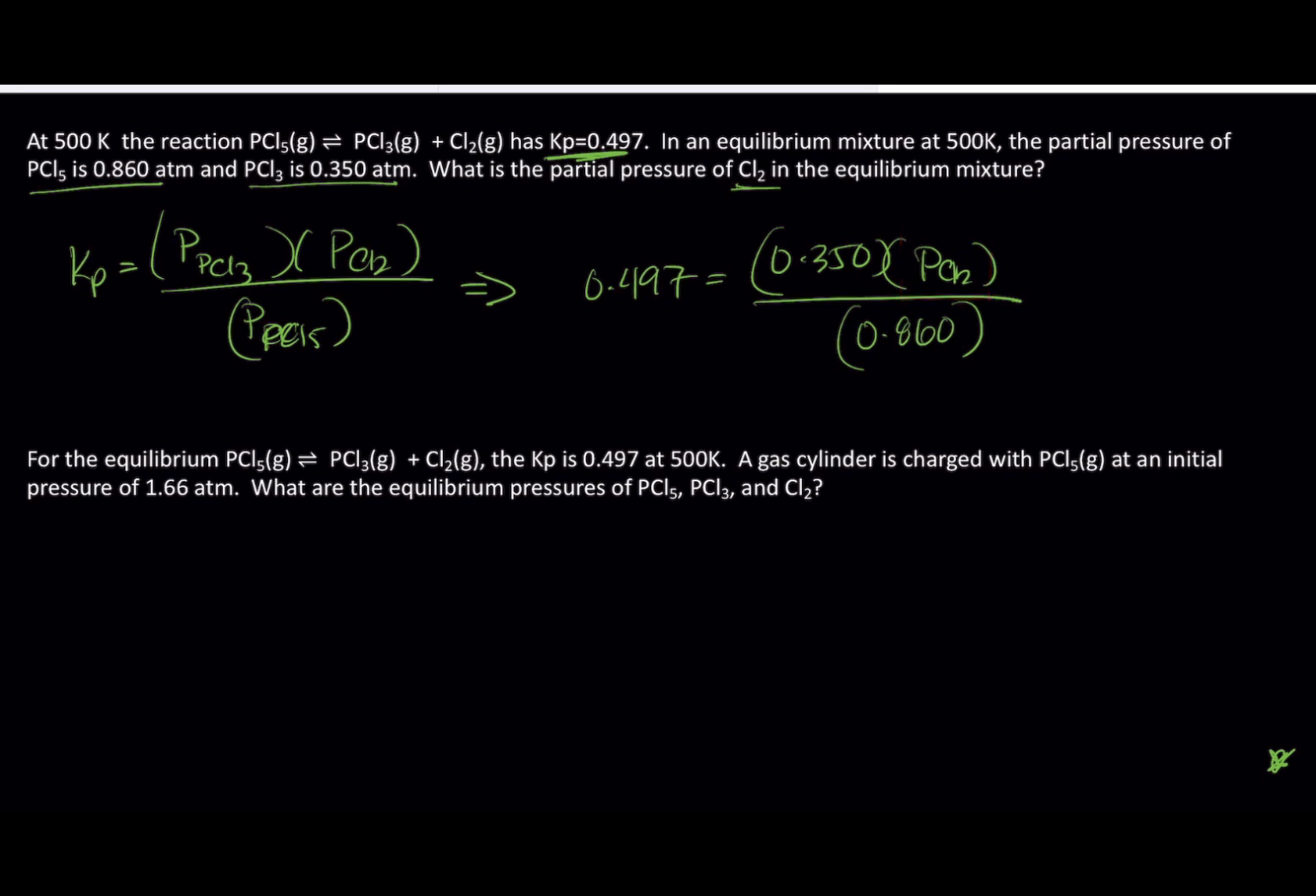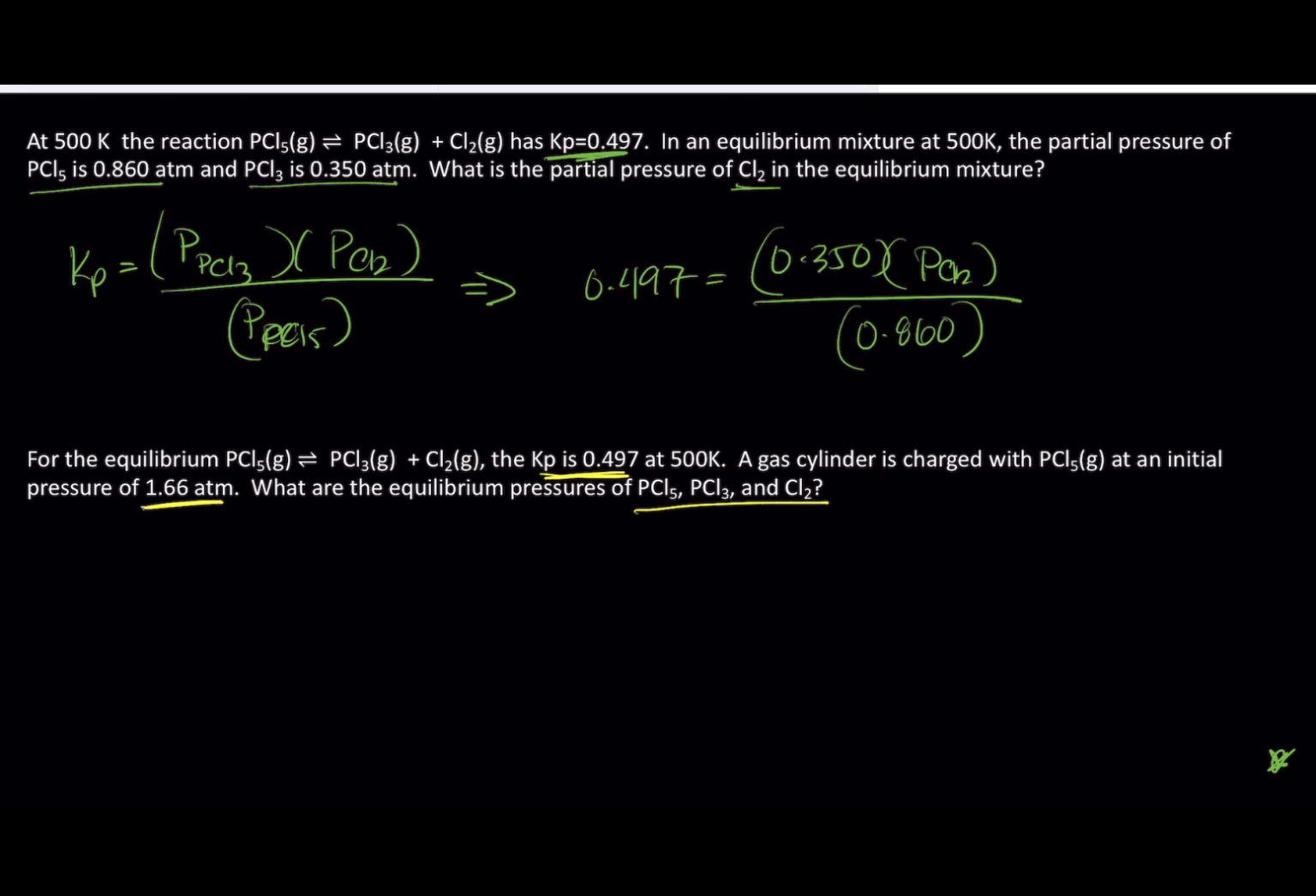Next one says, for the equilibrium, the Kp is this. A gas cylinder is charged with, so that's what we start with, an initial pressure of this for PCl5. And I would like to know everybody's equilibrium pressure.